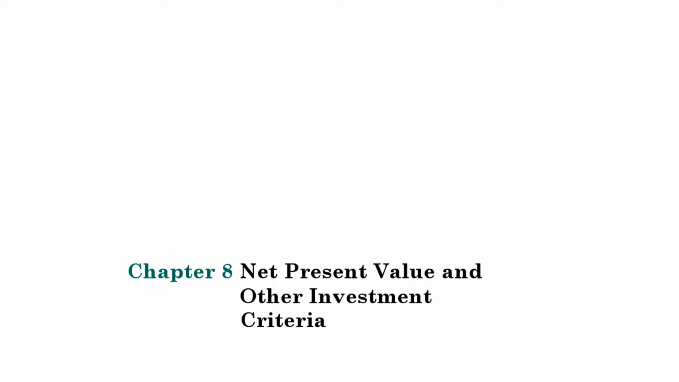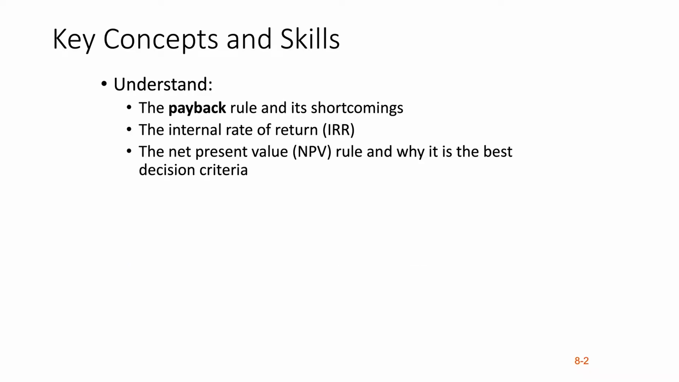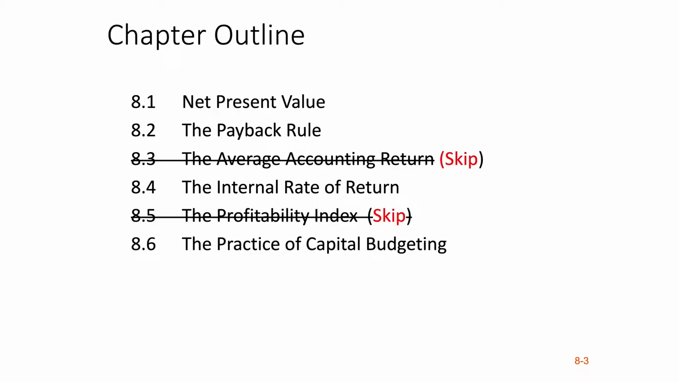First, we're going to study investment rules. This is from Chapter 8, Net Present Value and Other Investment Criteria. There are three methods you need to know. The first one is the payback rule. Second one is the internal rate of return. The third one is the net present value, NPV rule. And this is the best decision criteria.